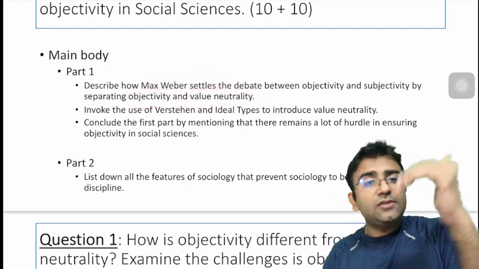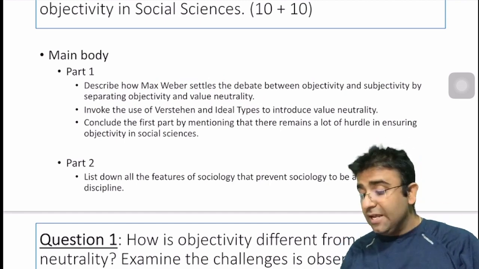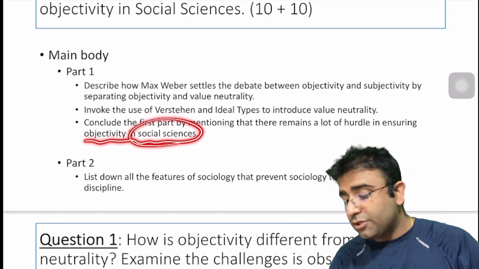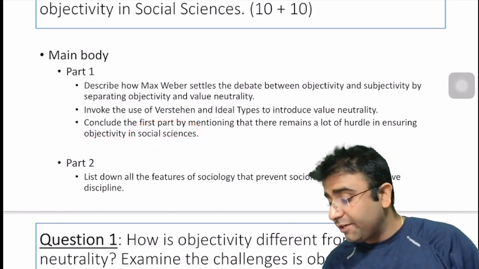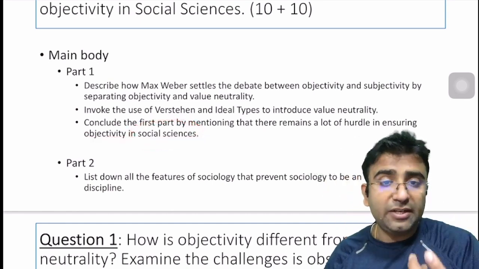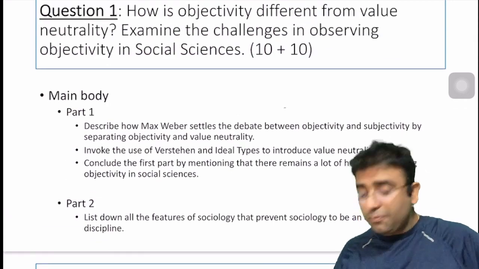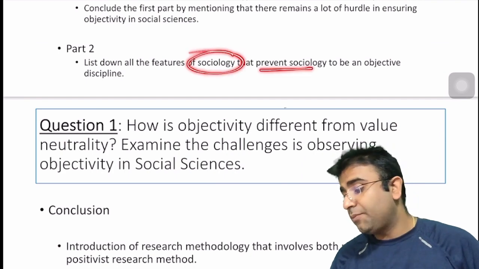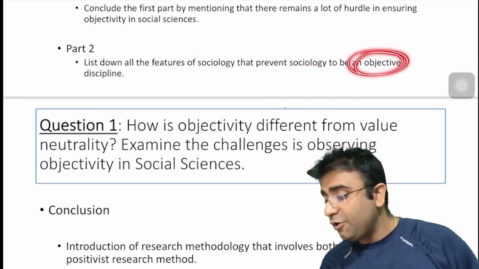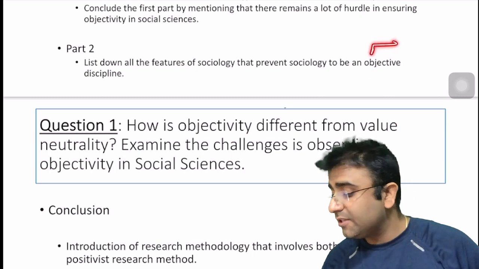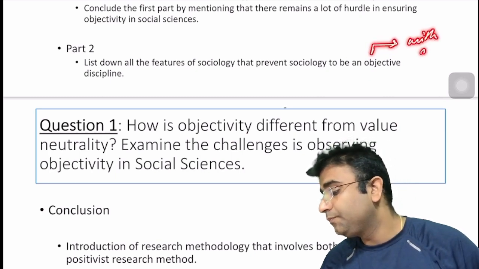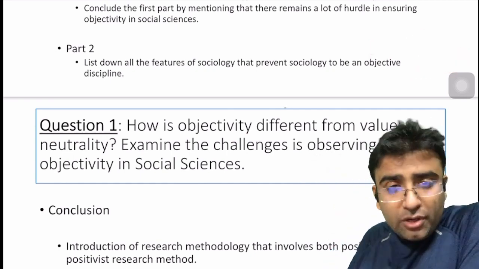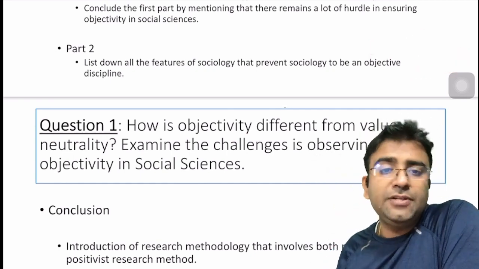You will conclude this first paragraph by mentioning that even then there is a lot of hurdle in ensuring objectivity in social sciences, or why perfect objectivity in social sciences cannot be attained. So in the second part, you are going to list down all the features in sociology that prevent it from being a completely objective discipline, that is a discipline with no values. So, what are the things that prevent sociology from rejecting values in totality?